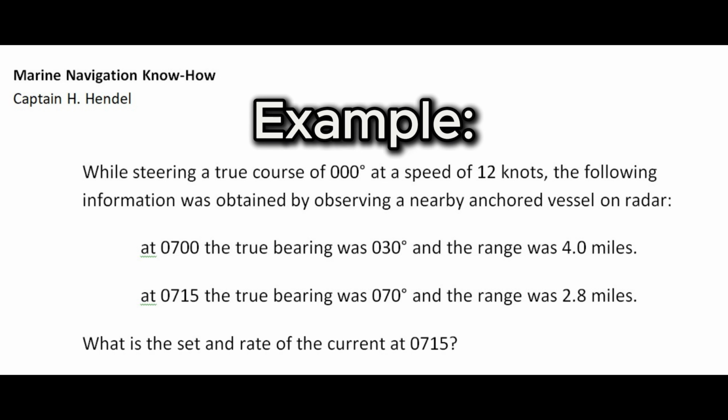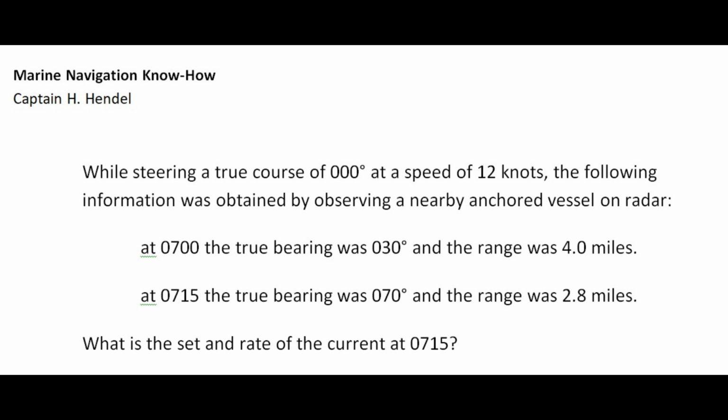While steering a true course of 000 degrees at a speed of 12 knots, the following information was obtained by observing a nearby anchored vessel on radar. At 0700, the true bearing was 030 degrees, and the range was 4.0 miles. At 0715, the true bearing was 070 degrees, and the range was 2.8 miles. Find the set and rate of the current at 0715.